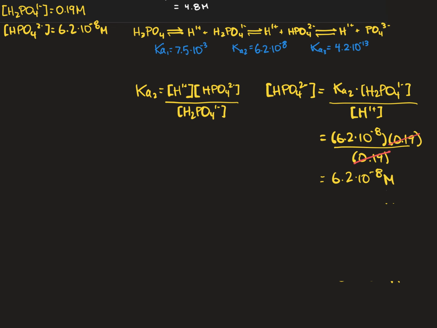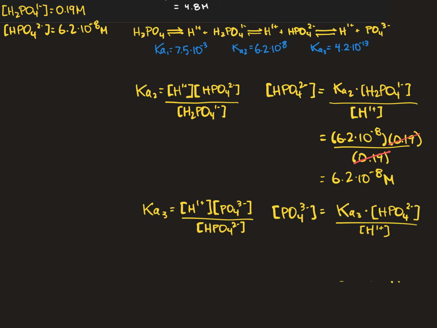This time I'm going to go ahead and write the Ka expression of the third dissociation of this triprotic acid. So for the third dissociation, we've got hydrogen ion concentration multiplied by the phosphate ion's concentration divided by the hydrogen phosphate ion's concentration, HPO4 2 negative. And yet again, we're going to go ahead and rearrange that equation to solve for the phosphate ion's concentration. Concentration of PO4 3 negative would therefore be equal to the Ka3 value times the concentration of HPO4 2 negative divided by the concentration of hydrogen ion, H positive.